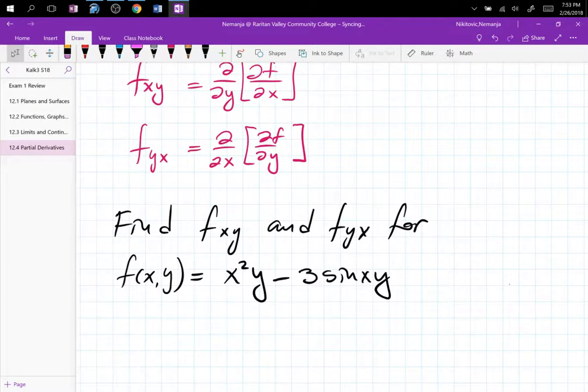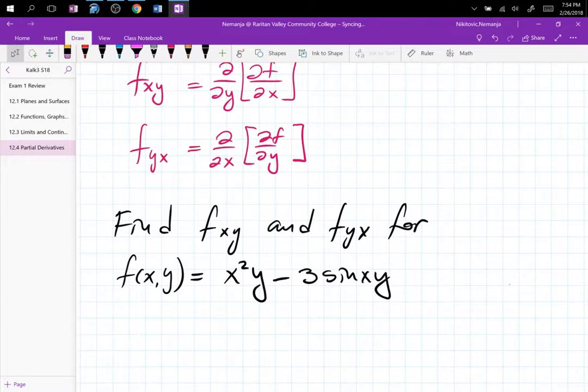So what have you found interesting? Anyone? Have you found anything interesting? Same answer. And that is a theorem. Mixed partial derivatives are the same. And that might really help you in solving some problems down the line.